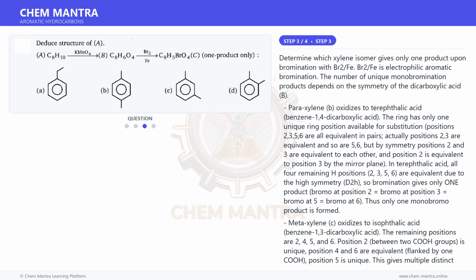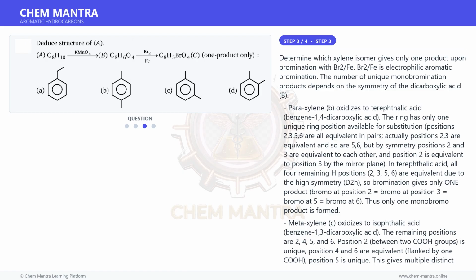Meta-xylene, C, oxidizes to isophthalic acid, benzene-1,3-dicarboxylic acid. The remaining positions are 2, 4, 5 and 6. Position 2, between 2 COOH groups, is unique. Positions 4 and 6 are equivalent, flanked by 1 COOH. Position 5 is unique. This gives multiple distinct products, not one.